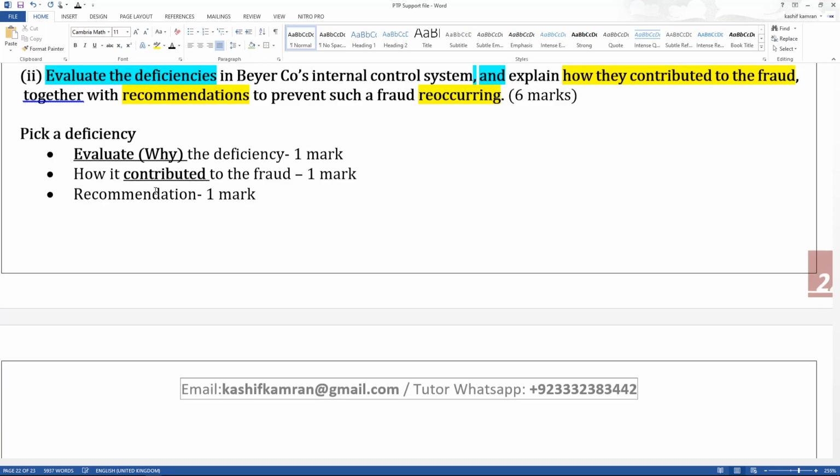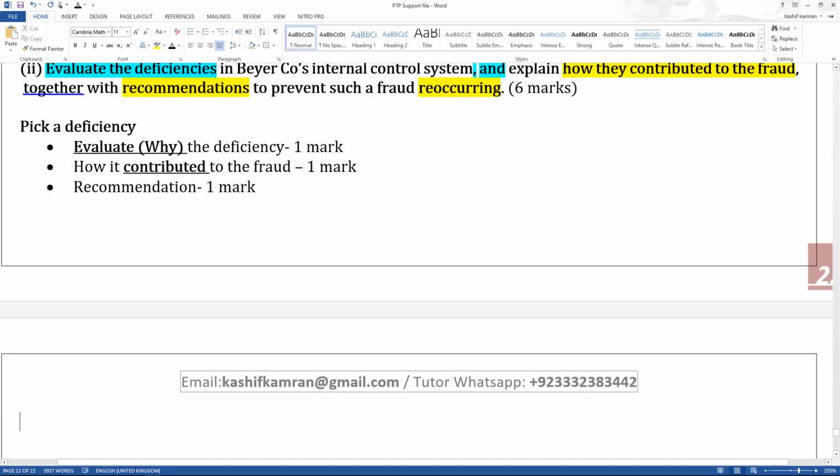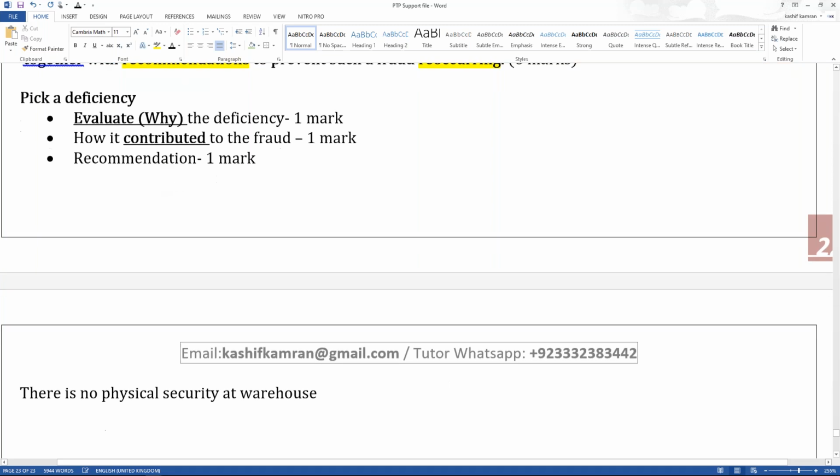suppose, not this question, right? But just to make your mindset open, there is no physical security at the warehouse. Now you pick it up as a problem. Now, how would I go about scoring my marks? I'll say there is no physical security at the warehouse. I pick it up. Now I need to tell the examiner why, how it contributed, and recommendations.